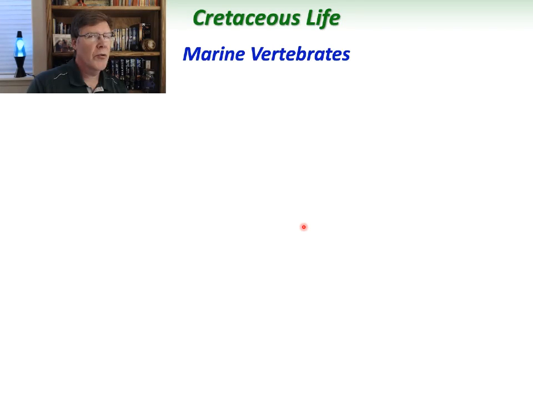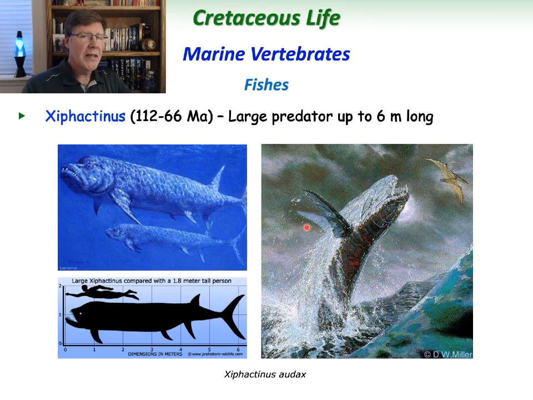Well, what other marine vertebrates are there? Well, yeah, the fishes. There are many different kinds, and to pick one large predator was Xiphactinus. In fact, here we have Xiphactinus audax, which might have gotten to a size of 6 meters in length or so. And so we can see it here compared to a human.